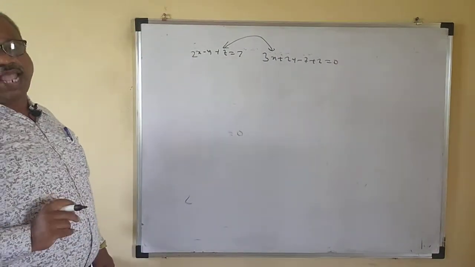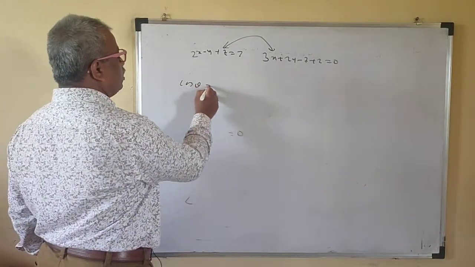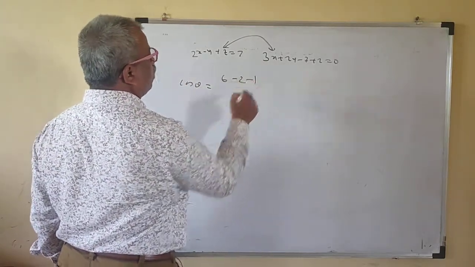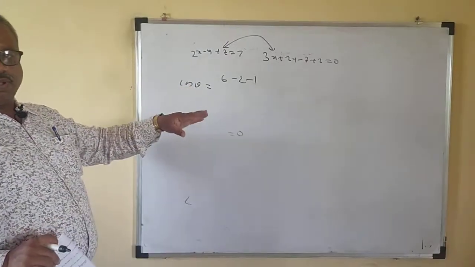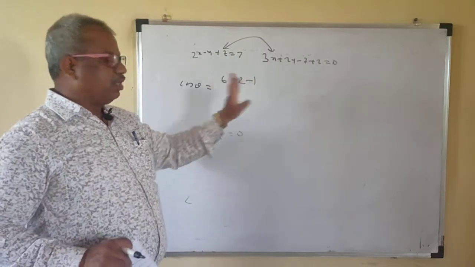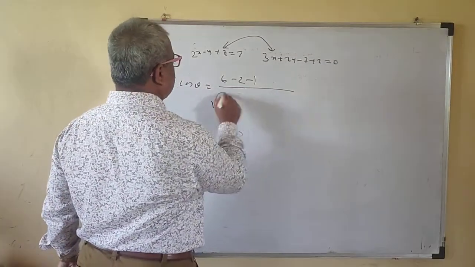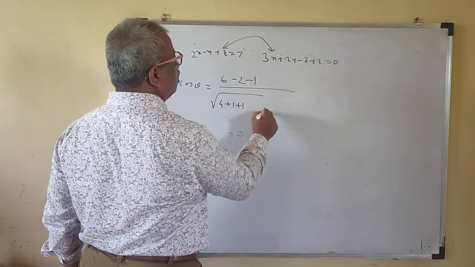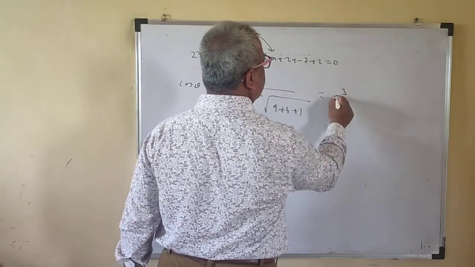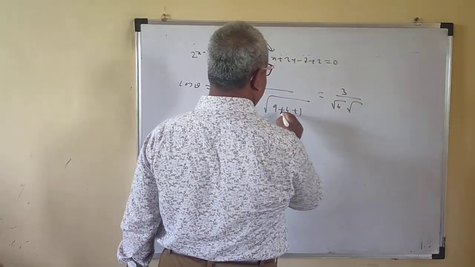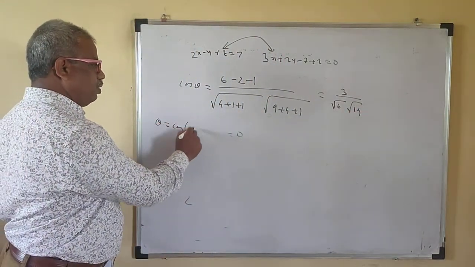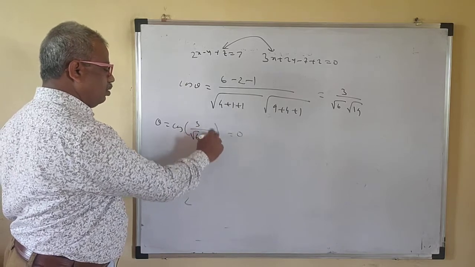Okay, and we want to find the angle between the planes. So cos theta is equal to, just do the multiplication, 6 minus 2 minus 1, that is a1 a2 plus b1 b2 plus c1 c2, upon root of 4 plus 1 plus 1 into root of 9 plus 1 plus 1. So this is 3 upon root 6 into root 14, and theta is cos inverse of 3 upon root 6 root 14.